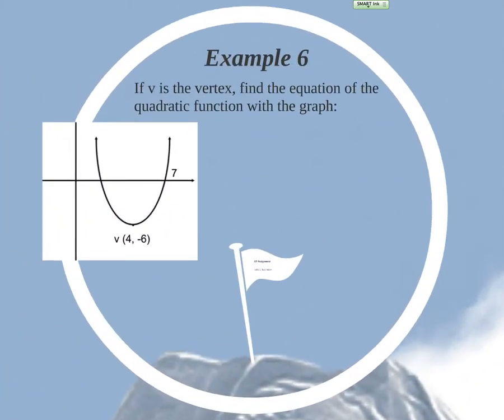Here is our last example. So it says, if v is the vertex, then find the equation of the quadratic function with this graph. So vertex is when we have that h and k that should stick out to us, so we're going to use y equals a times x minus h squared plus k. And those values for our vertex, 4 and negative 6, will be what we put in the h spot and the k spot.